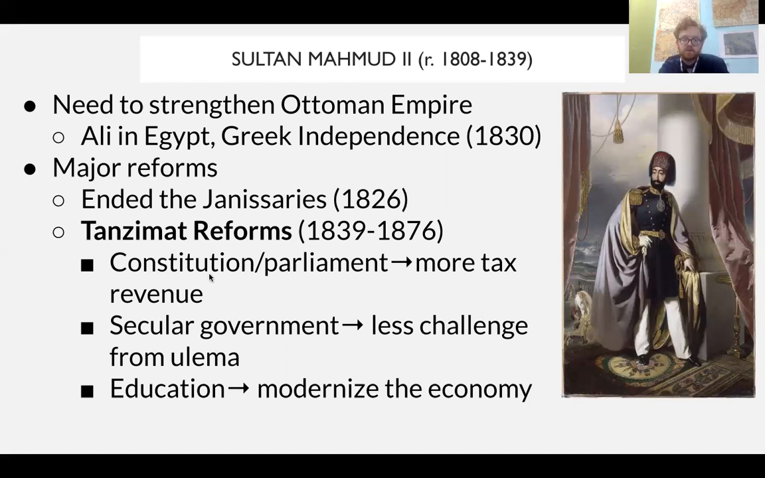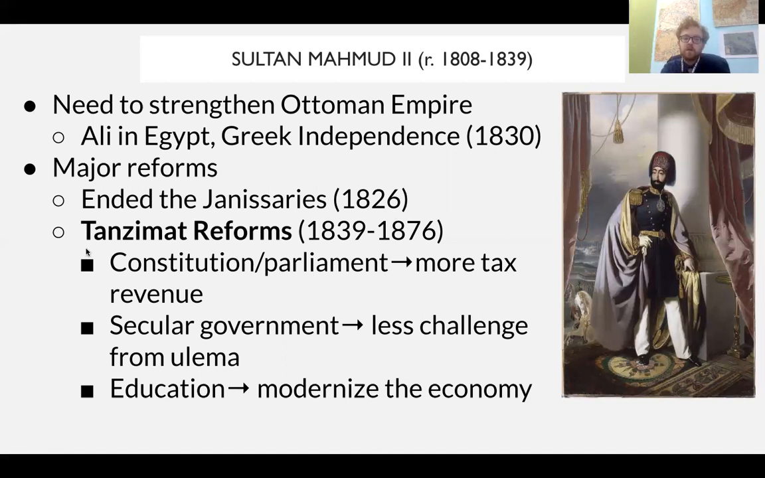These are a series of reforms throughout the 19th century where we are going to see a secularization of Ottoman government. We will see a Westernization of Ottoman military and political institutions. And we will see the promotion of an efficient military and bureaucracy. So the Tanzimat reforms begin under Mahmud, but they are going to take a long time to initiate. So we are going to see a lot of Western influences.